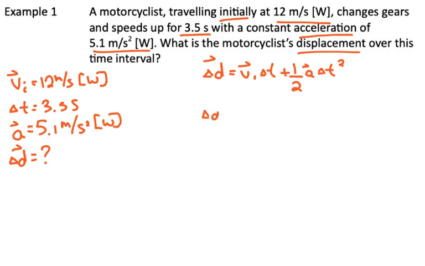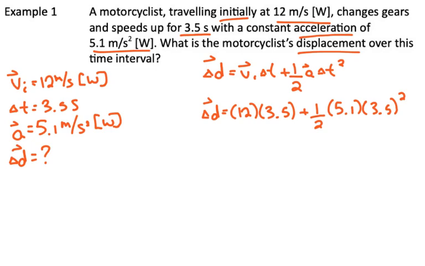Substituting in VI 12, delta T 3.5, A is 5.1, and 3.5 again for delta T. That one is squared in the equation. Working this out, this isn't quite a one-stop shop to deal with it.